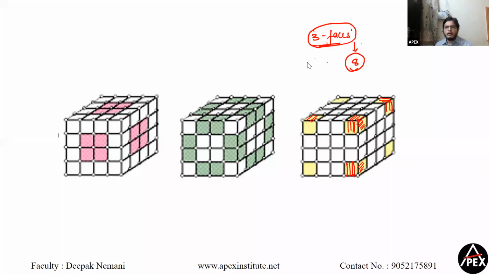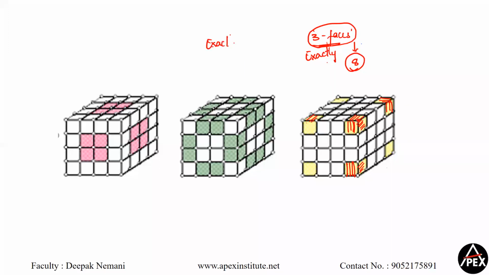Clear. Now, these are cubes with exactly 3 faces painted. Now, where will we have cubes with 2 faces painted? Edges, isn't it? Exactly 2 faces painted. We will be having them on edges.